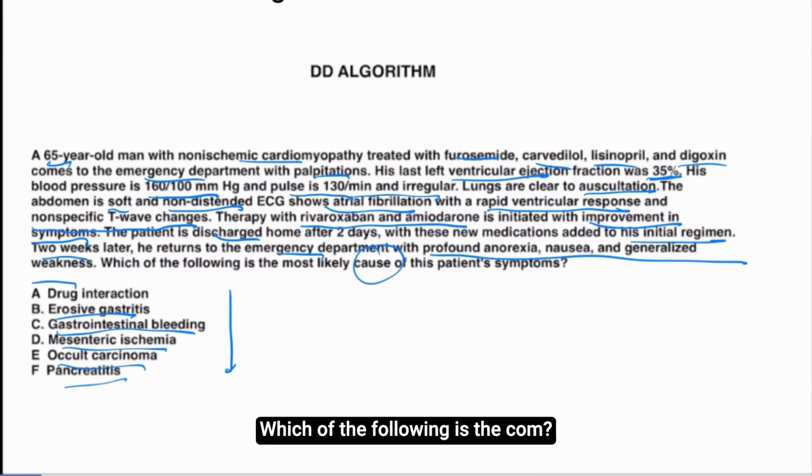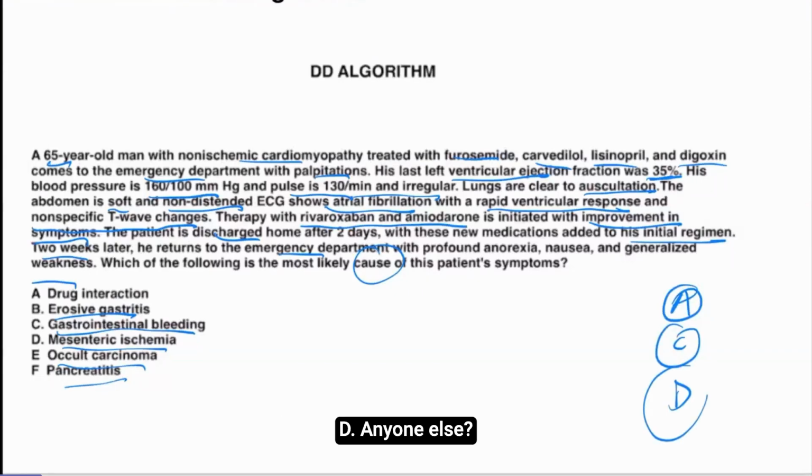Which of the following is the most likely cause of this patient's symptoms? Is it A, drug interaction, B, erosive gastritis, C, GI bleeding, D, mesenteric ischemia, E, occult carcinoma, F, pancreatitis? Just drop the answer in the answer choices. So some people wrote, okay, I see A, I see C as the answer choice by some people. I see D. Anyone else?